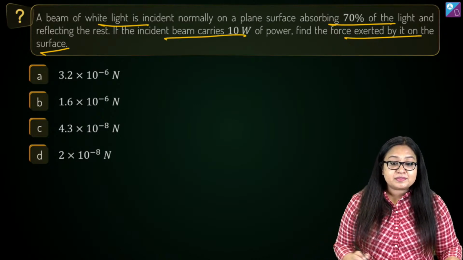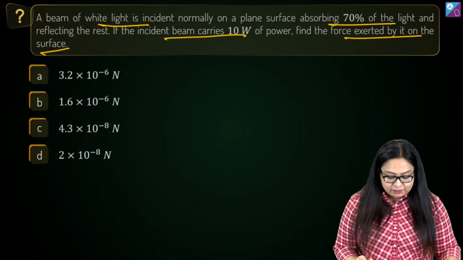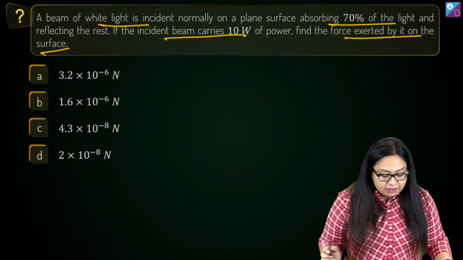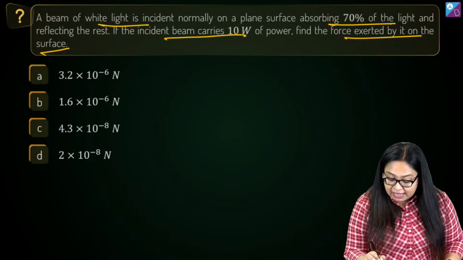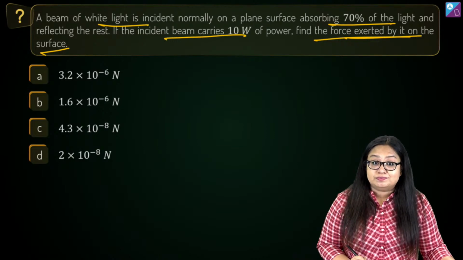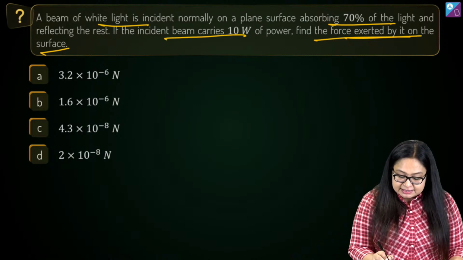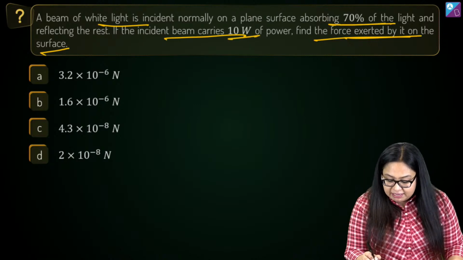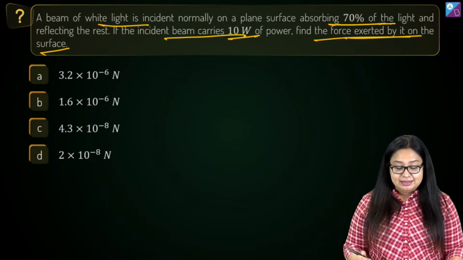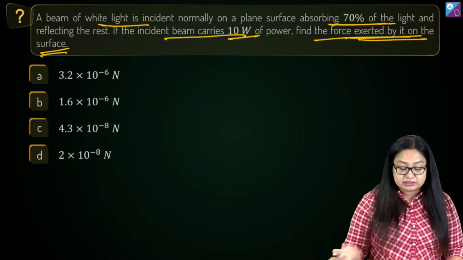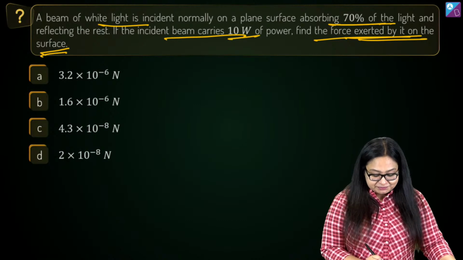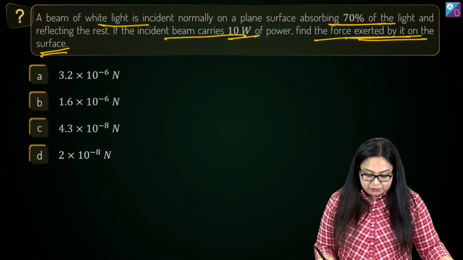Okay, let's go. Let's solve this question quickly. Come on guys, just apply what we've learned till now, right? We want to calculate what? We want to calculate force exerted by it on the surface, right? Not pressure, force. Okay. Incident beam's power is given to us. 70% of the light is absorbed, rest is reflected, that is 30% is reflected. We have to find out force exerted by it on the surface. Come on, quickly calculate. Tell me what the answer comes out.